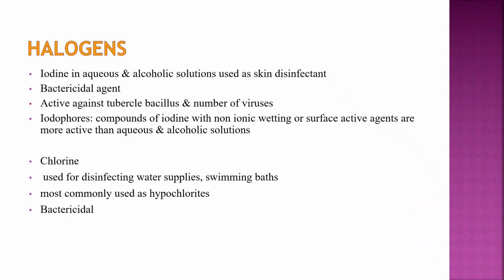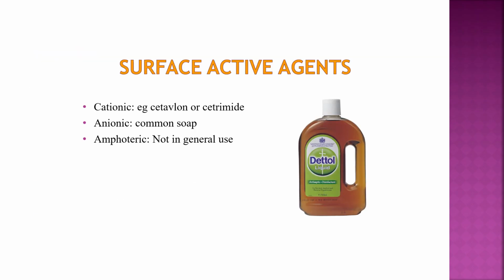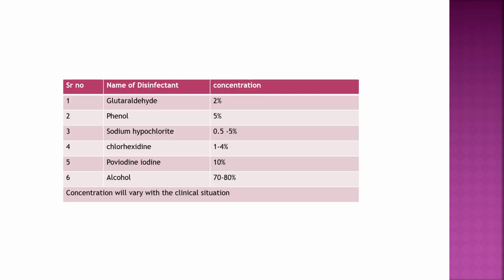Halogens can be iodine, which we use as a brown colored substance for skin disinfection, or chlorine, which is used for the chlorination of water or swimming pools. Then surface active agents like Dettol we use as antiseptic.